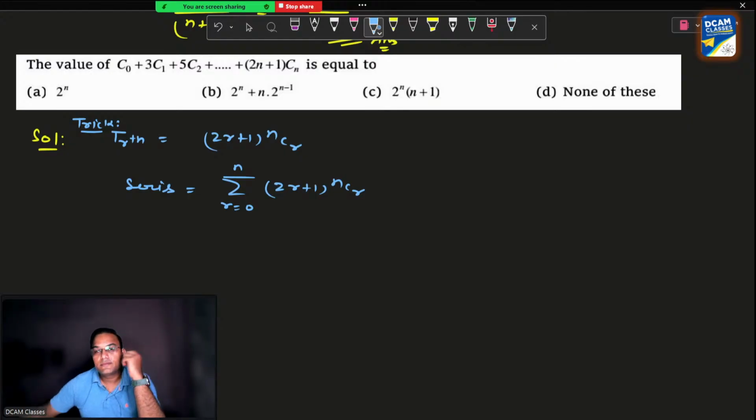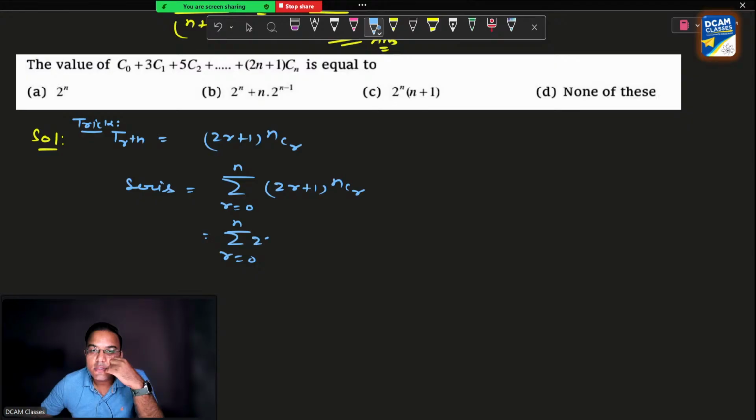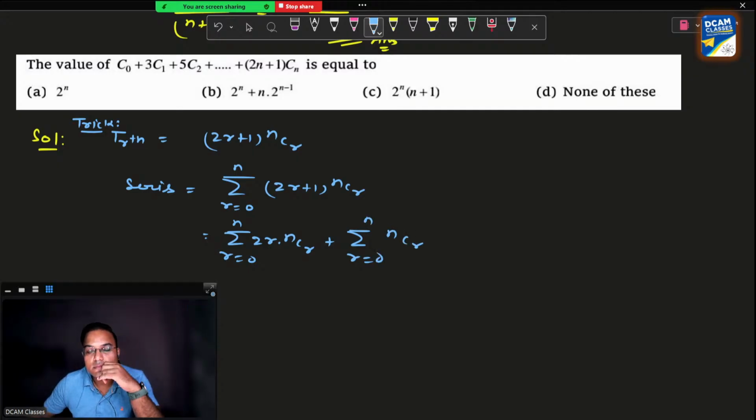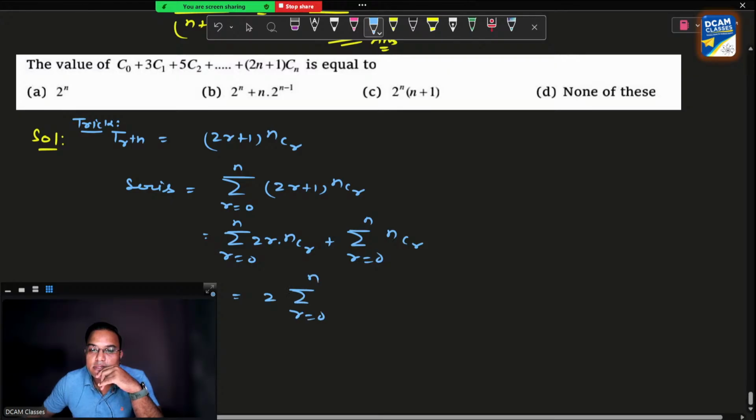Correct? Now if I take sigma inside, I can write this as sigma r is equal to 0 to n of 2r into nCr plus sigma r is equal to 0 to n of nCr. This is 2 sigma r is equal to 0 to n of r into nCr plus sigma r is equal to 0 to n of nCr.